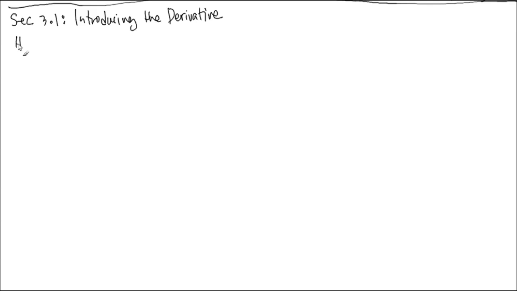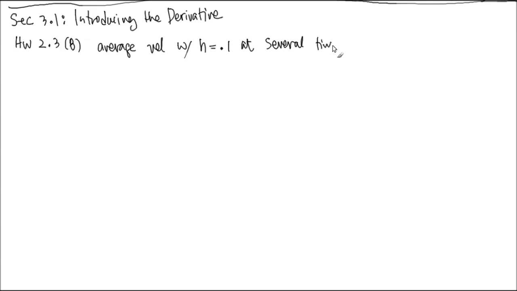Homework 2.3, number 8, was computing average velocity with time interval h being 0.1, right? And at how many points were there? Like 5, 6 points, or several points at several time instants. Does that make sense? At time 3, time 3.5, and things like that. So how was that experience?